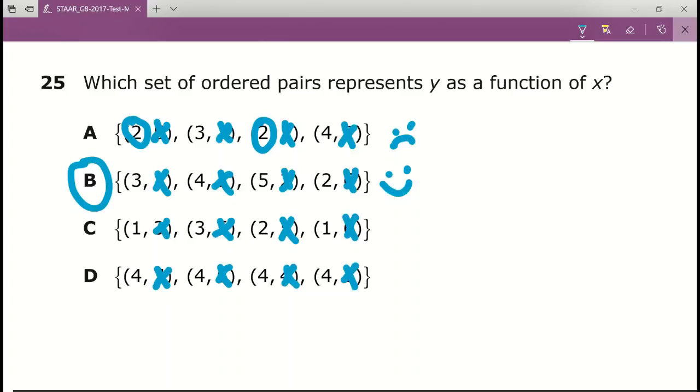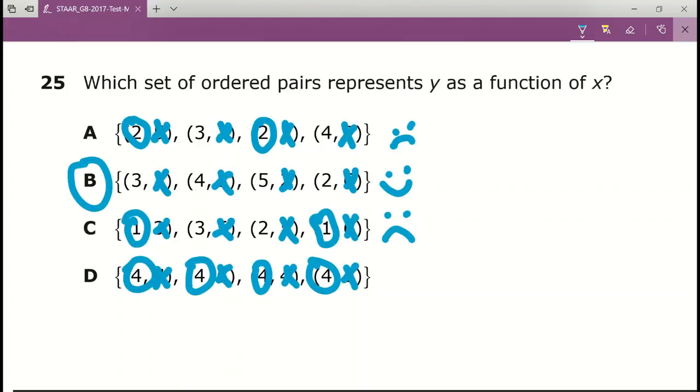Alright, I'm going to do choice C and D just to double check. I'm pretty sure it's B, but let's double check. We have a 1 here, and we have a 1 here. The 1 and the 1 repeats, so this is not a function. Here, oh my goodness, we have all 4s. Look at all these 4s. 1, 2, 3, 4. There are 4 4s, so this is definitely not a function because those 4s repeat. So again, our answer choice is B.